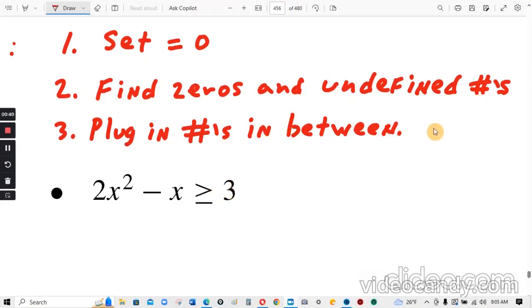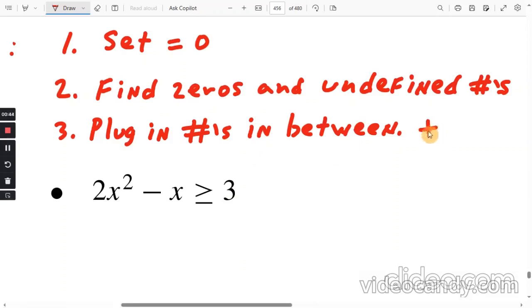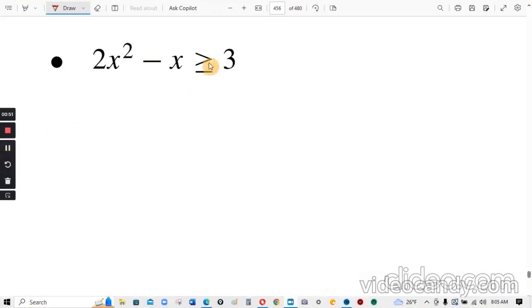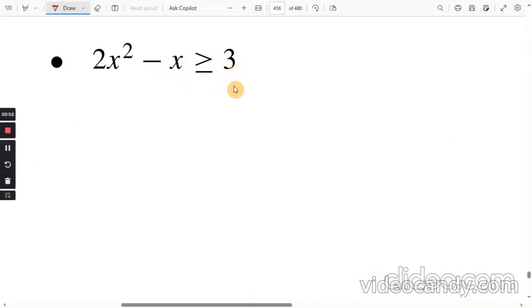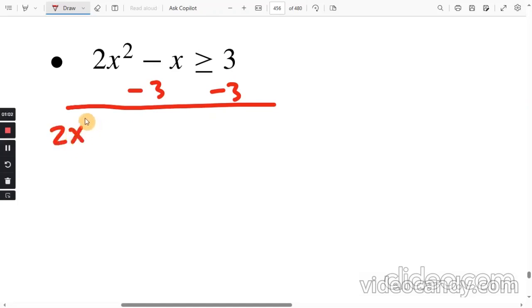When you plug in the numbers in between, you can tell which sections of the number line are going to be positive or negative. So to get 0 on one side, we have positive 3, we're going to do negative 3. On the left, we have 2x squared minus x minus 3. Here it cancels, and that's greater than or equal to 0.